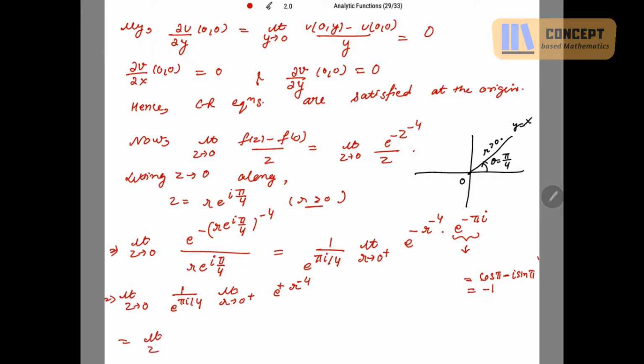Further, limit z tends to 0, 1 over e raised to the power pi iota by 4, limit r tends to 0 positive, e raised to the power... Right, we can also write this as 1 over r to the power 4. Let's write it on the next page. Wait, we will do it here. So this is limit z tends to 0, 1 over e raised to the power pi iota by 4 into limit r tends to 0 positive.